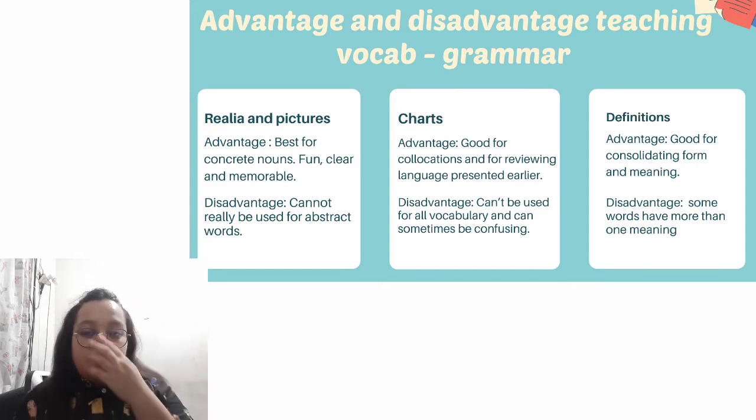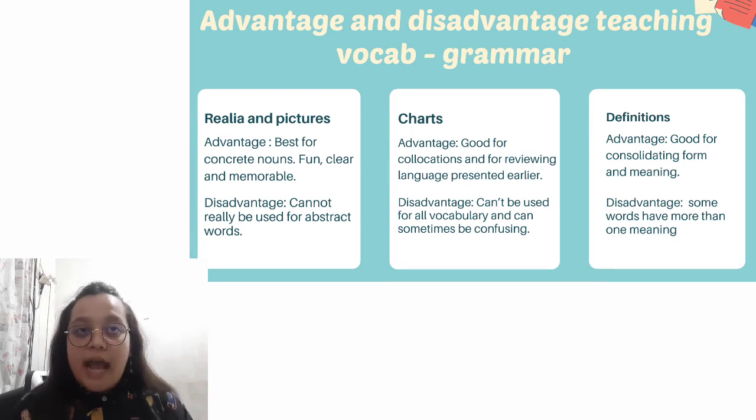Number 2. Chart. Advantage: good for collocation and for reviewing language presented earlier. Disadvantage: cannot be used for all vocabulary and can sometimes be confusing. Number 3. Definition. Advantage: good for consolidating form and meaning. Disadvantage: some words have more than one meaning.